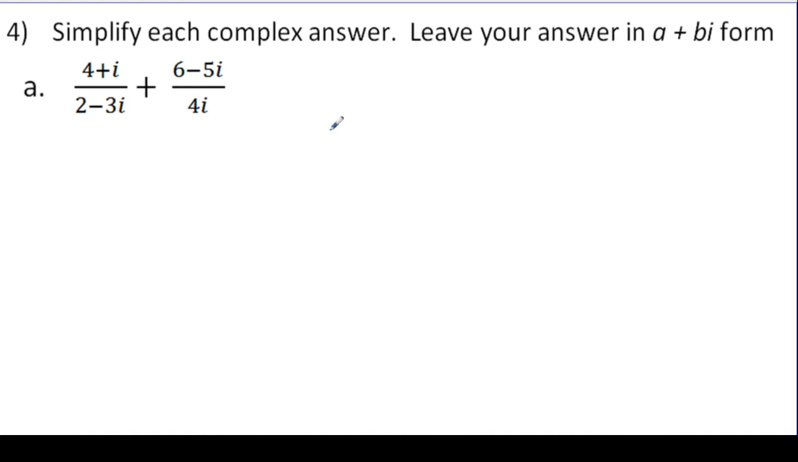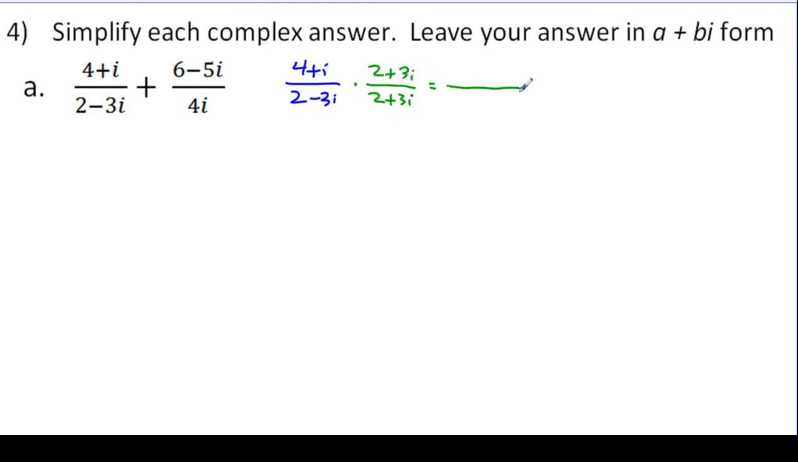So let's just start with the first one. So I'm going to say (4 plus i) over (2 minus 3i). I'm kind of doing this off to the side, and then we'll bring the final answer back to our original problem. Whenever you have a binomial in the denominator, you're going to have to multiply the top and the bottom by the complex conjugate, which is the same thing but with a plus sign. The top and the bottom get multiplied by that complex conjugate.